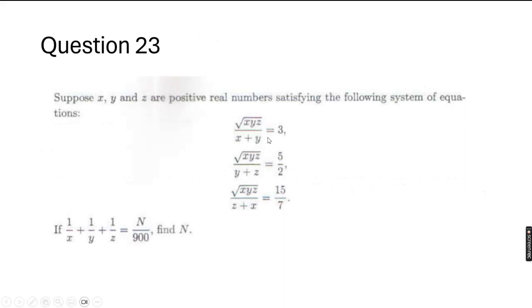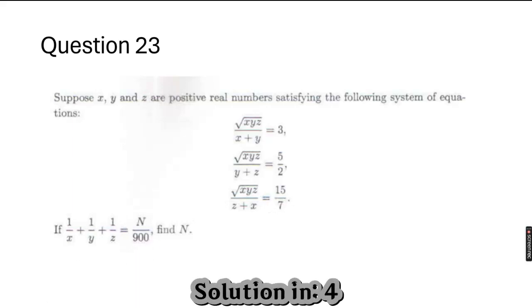So question 23. Suppose x, y, and z are positive real numbers satisfying the following system of equations. Root xyz divided by x plus y is 3. Root xyz divided by y plus z is 5 over 2. Root xyz divided by z plus x is 15 over 7. And we find n in this expression here. So please pause the video now.